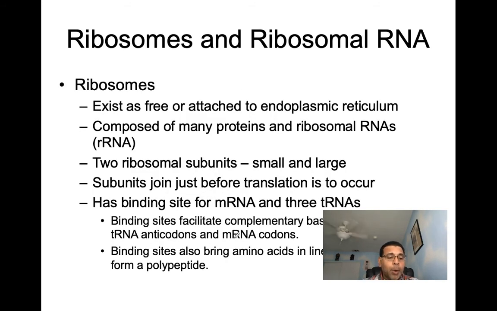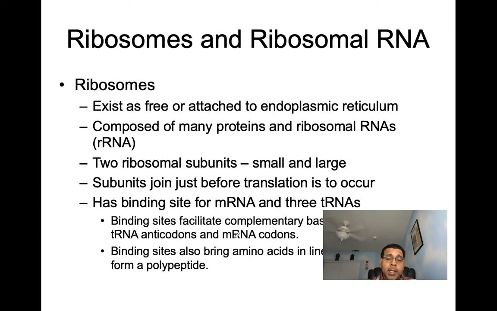So next then let's talk about ribosomes and ribosomal RNA. When we talk ribosomes and ribosomal RNA, they're formed by the nucleolus. Ribosomes are small structural bodies found in the cytoplasm and on the endoplasmic reticulum where translation is going to occur. A ribosome has a binding site for mRNA as well as binding sites for 3 tRNA molecules.